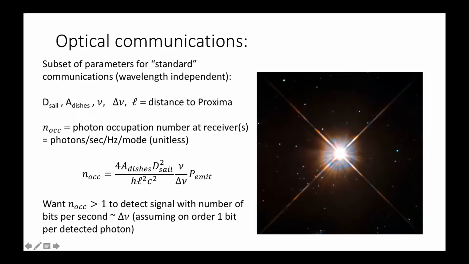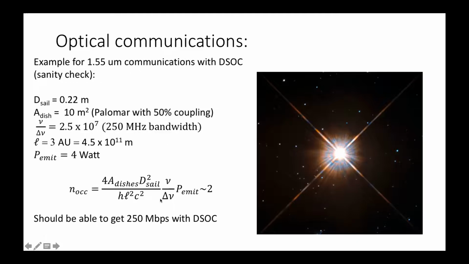When you put all these things in, I like to do it this way, even though for a laser it's not really accurate, to talk about the number of photons per second per hertz per mode, if we have a single mode fiber connected to each one of our ground station elements. So how many photons per second per hertz per mode do we get? We want that number to be greater than 1, or on the order of 1, if we're going to have 1 for each bit that we're detecting. So you can calculate this for Psyche, for the DSOC.